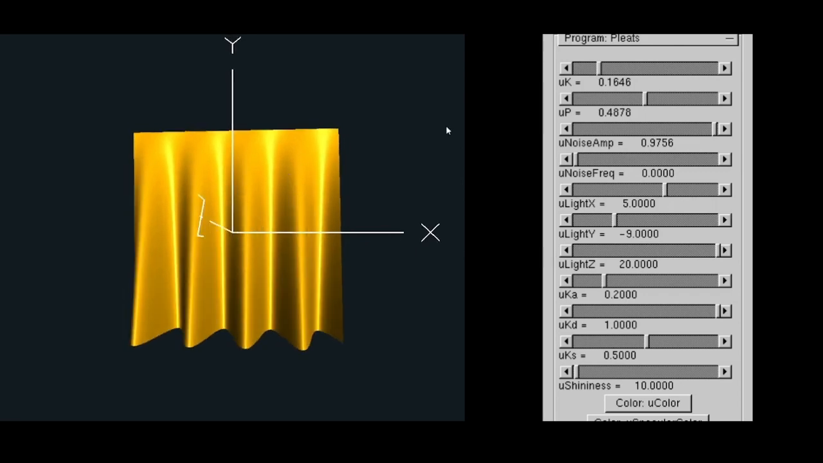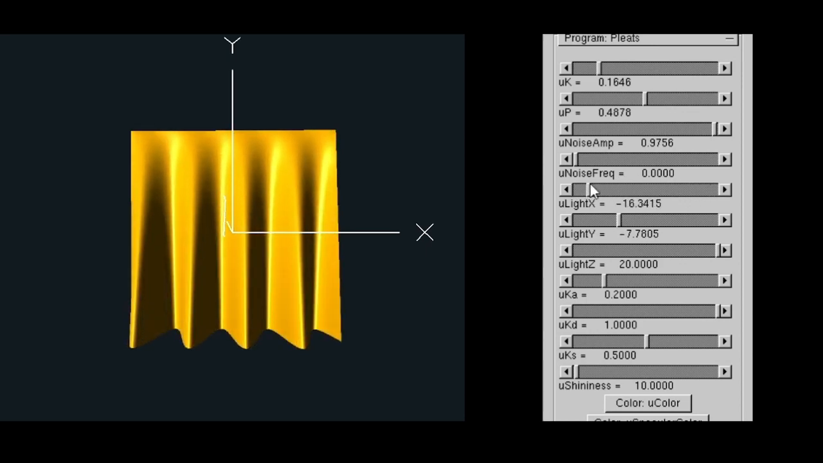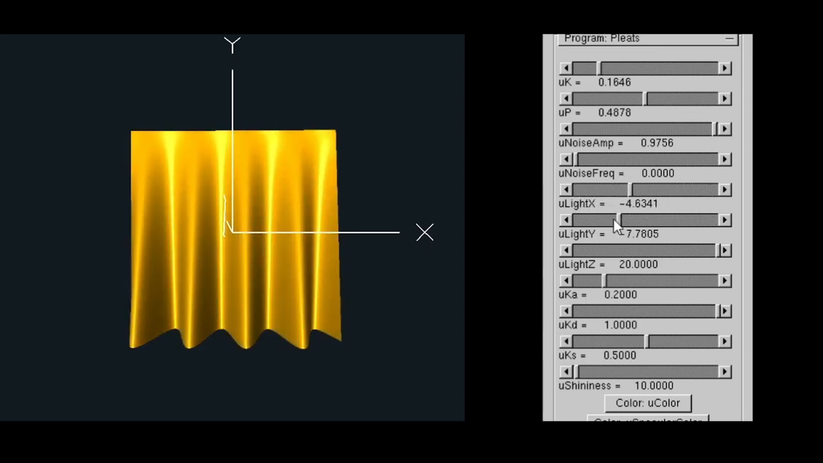And so to show that the displacement is working properly, if I remove the noise real quickly and move the light, you can see that the shadows will also be calculated correctly. So if I move it on the X, you see that the shadows are going on either side of the pleats. If I move it on the Y, it similarly behaves how you would see in real life. If I move it on the Z, that's what happens.